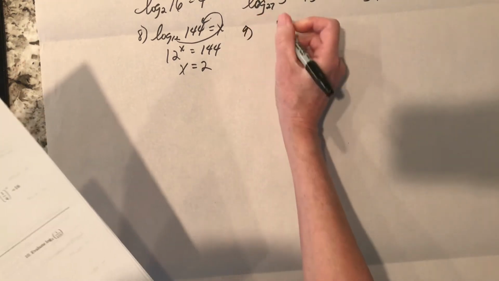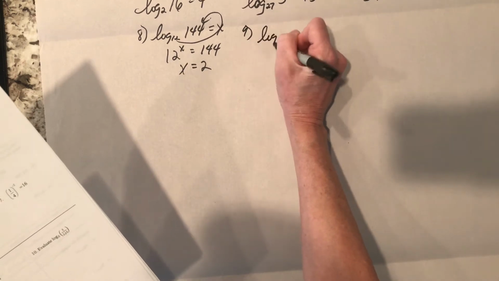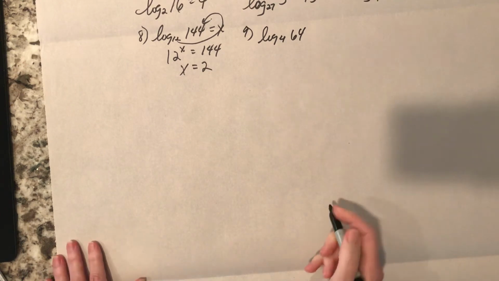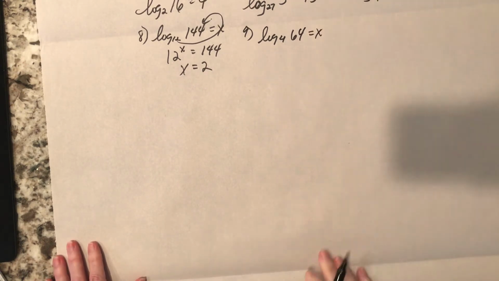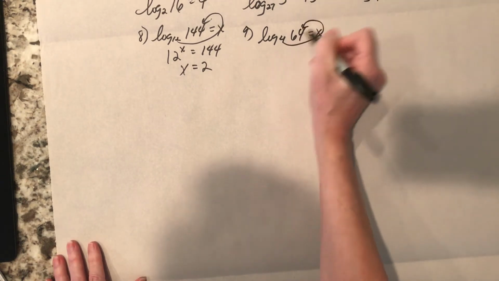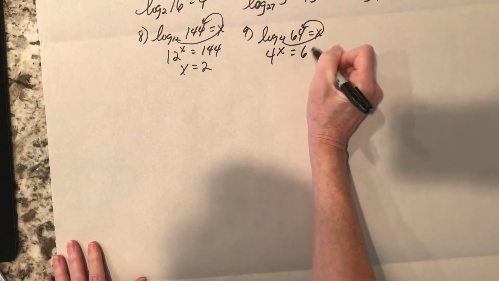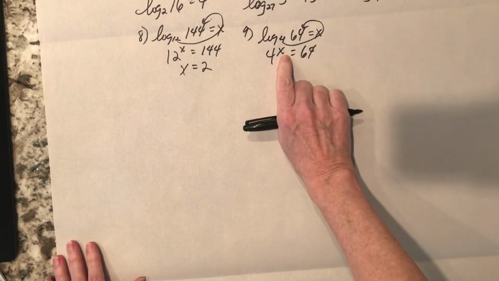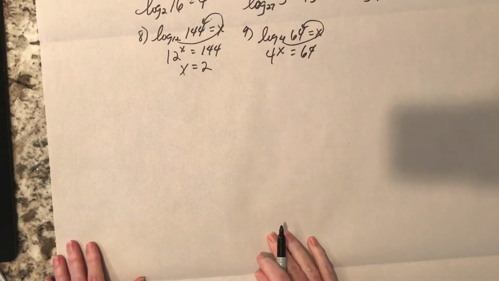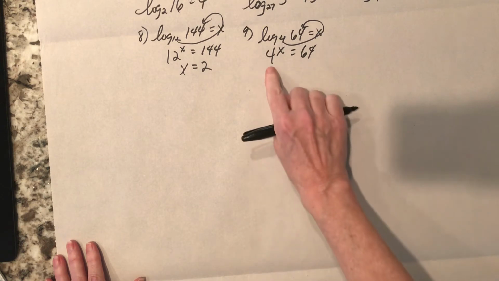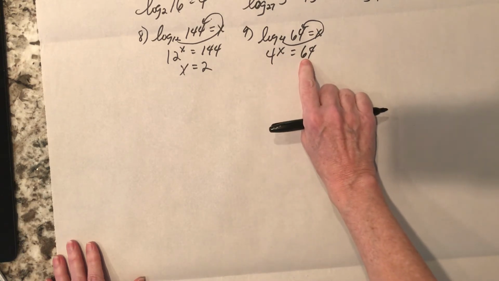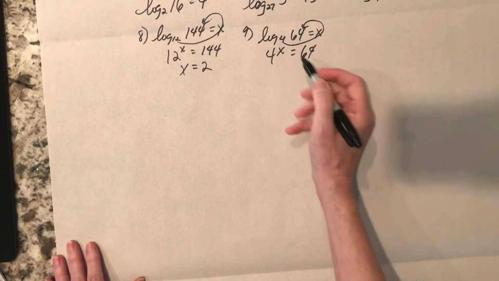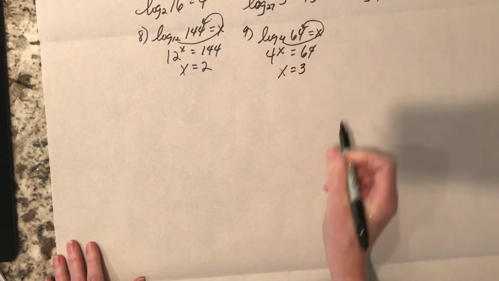Number 9, we're evaluating log base 4 of 64. Again, we're looking for what that is, so let's say equals x. Make ourselves a circle. So 4 to the x equals 64. Again, if you don't know what you have to raise 4 to make it 64, grab your calculator and play a little bit. 4 to the second power doesn't equal 64, it equals 16. 4 to the third power equals 64, so x is a 3.